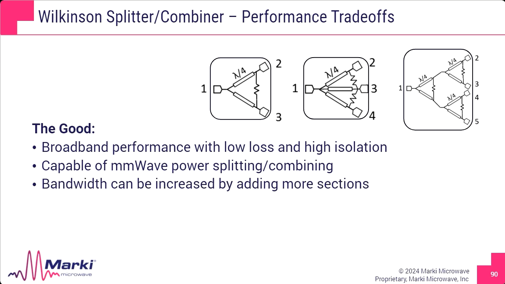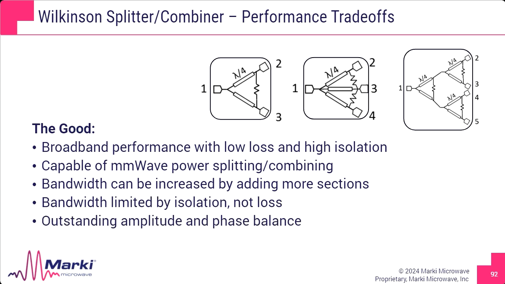Bandwidth, as we went over, you can increase the bandwidth by just adding more sections, because we're certainly not limited by ohmic loss, and we're not really limited by the transmission line loss. It's not going to be terribly lossy. So it's the isolation that limits us. Also, you get outstanding balance through this design. And high power handling, because now we're limited by the transmission line, not the resistors.